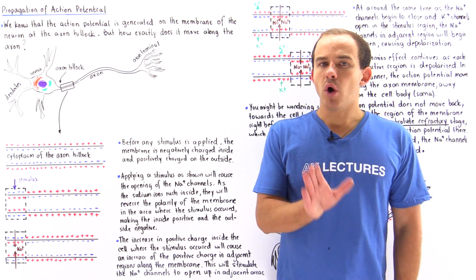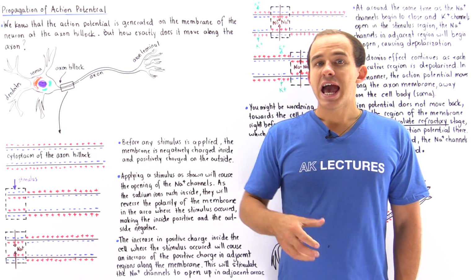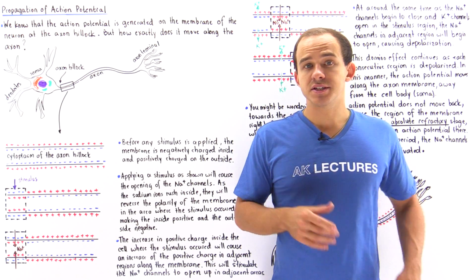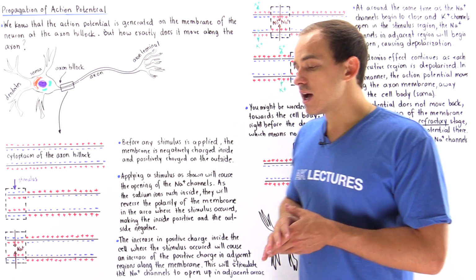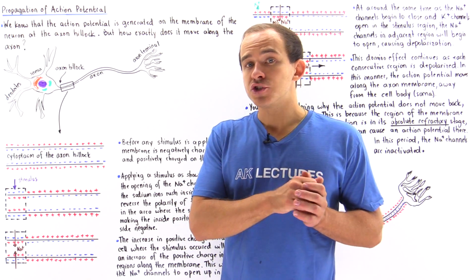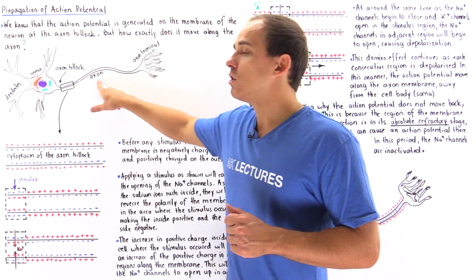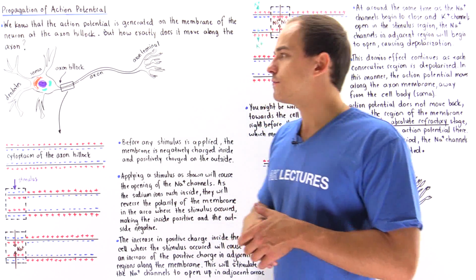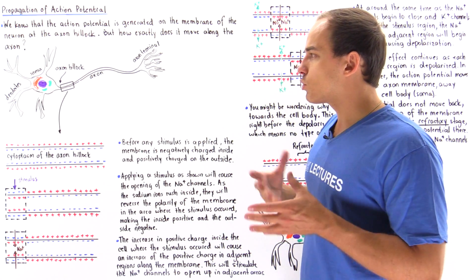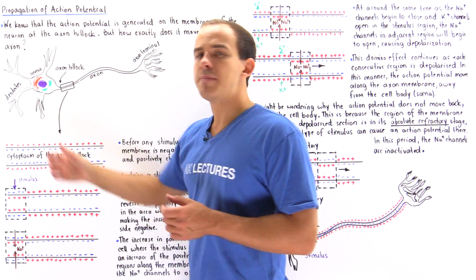Now that we know what an action potential is and how the cell generates this action potential, let's discuss how the action potential actually propagates or moves along the axon of our nerve cell. So let's begin by recalling some basic information about the neuron.